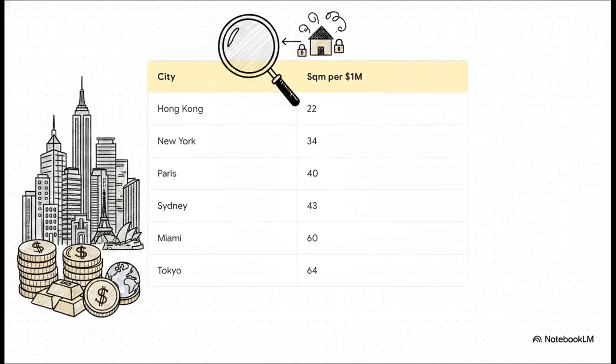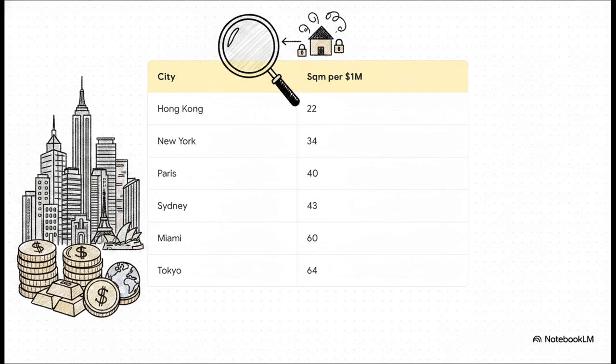Let's flesh out the middle of that market a bit using data from the Knight Frank Wealth Report. This shows exactly where global capital is concentrated. Hong Kong is fiercely competitive. $1 million buys you just 22 square meters there. New York gets you 34, Paris 40, and Sydney 43. Even as we expand out to Miami at 60 or Tokyo at 64, the undeniable reality is that in major economic hubs, $1 million buys incredibly little physical space.